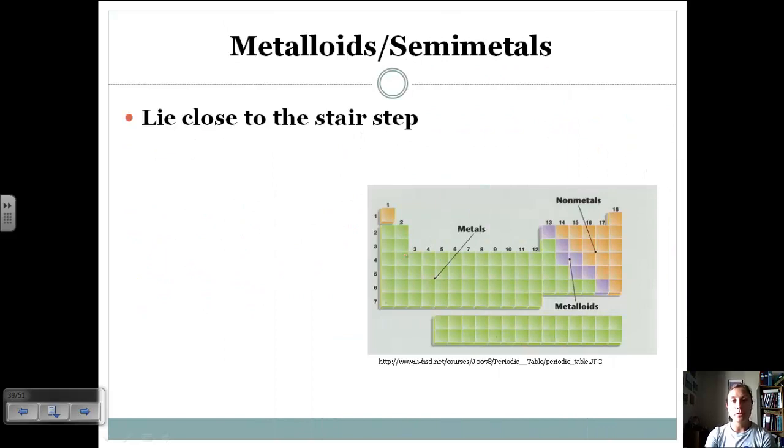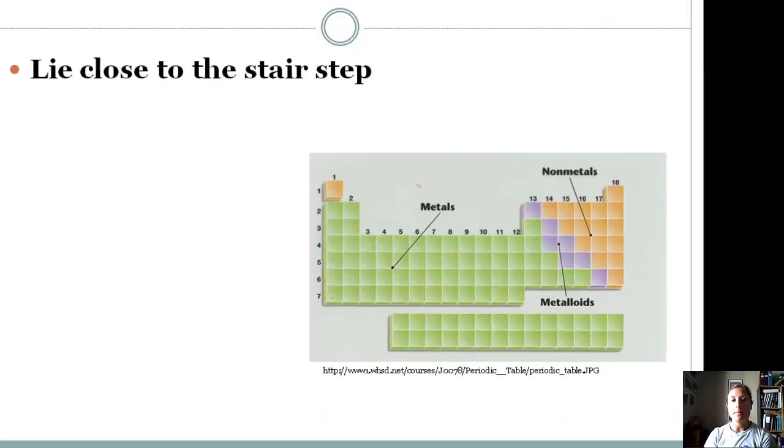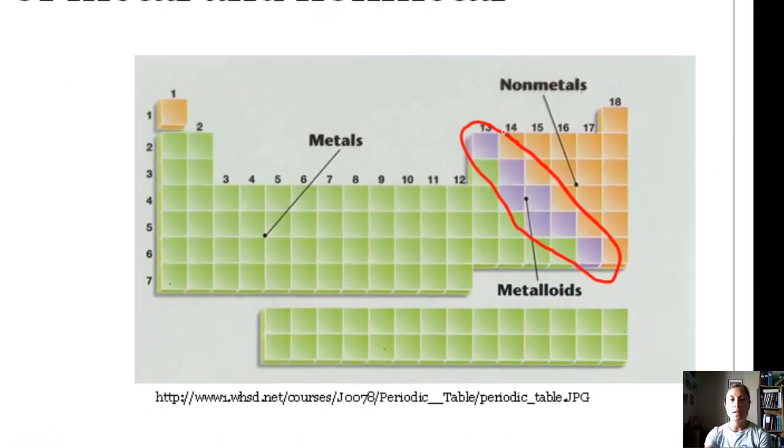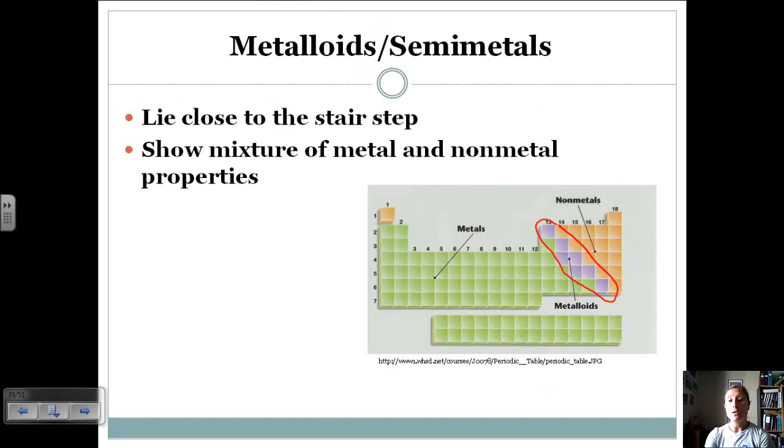Okay, the third group are the metalloids, or the semi-metals, and these lie close to what we call the staircase step on the periodic table, so they're the purple ones in this picture. Because they're metalloids, they're a combination of the properties of a metal and a nonmetal. So maybe it's a good conductor of heat and electricity, but it's very fragile and will break, and that's a nonmetal property with a metal property.